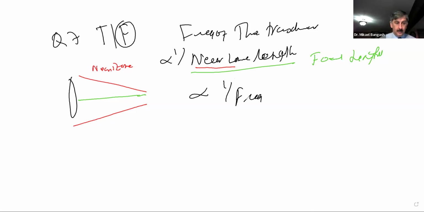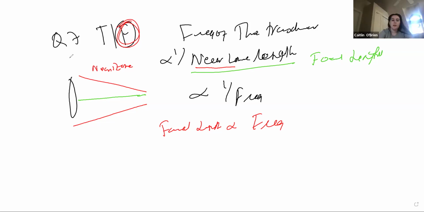No, because we said that focal length or depth was directly proportional to frequency. So that makes it false. Did you guys get that? Yes. Good.